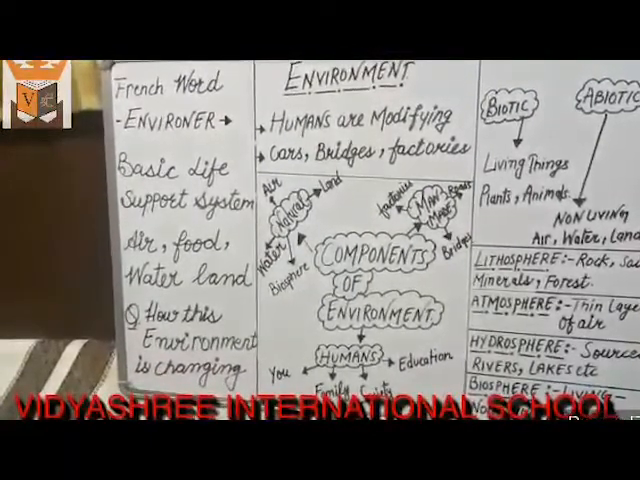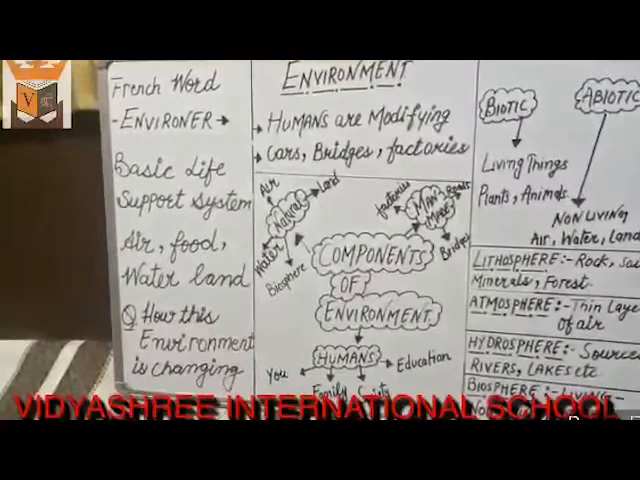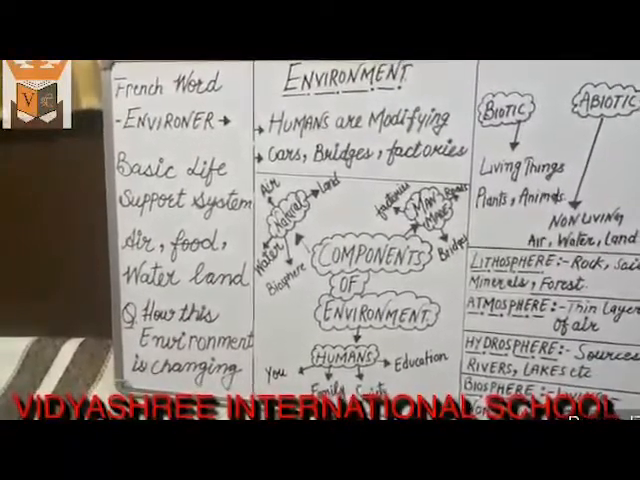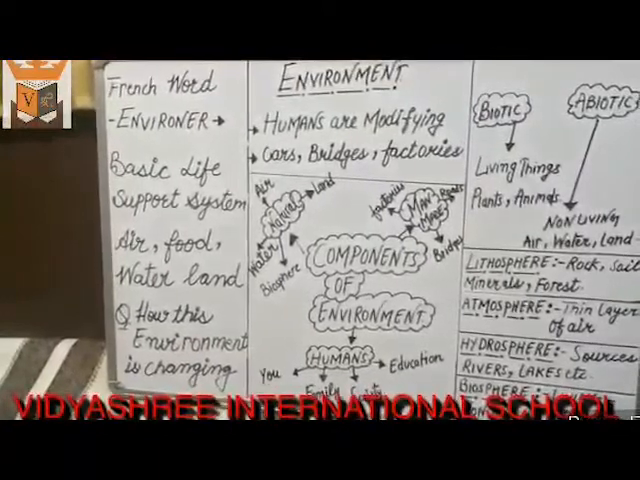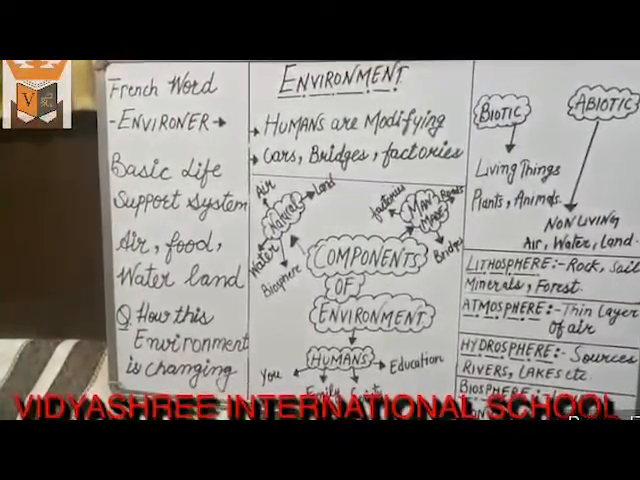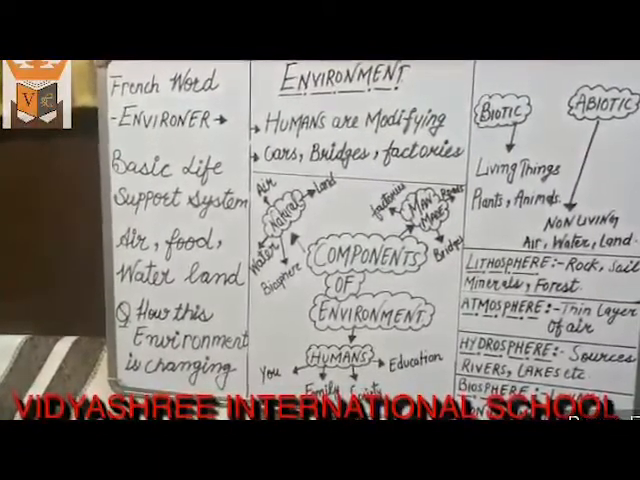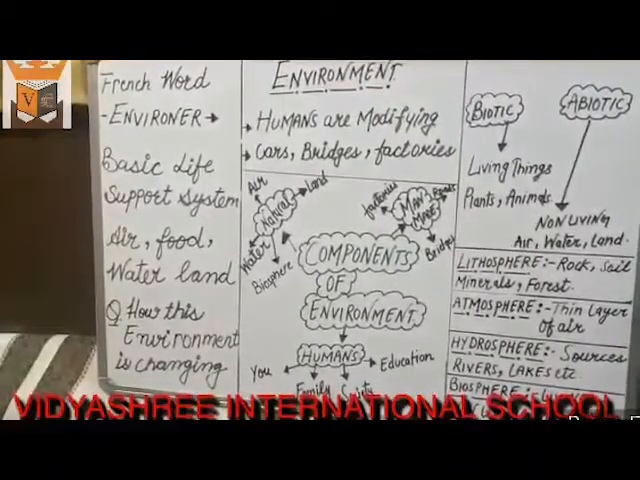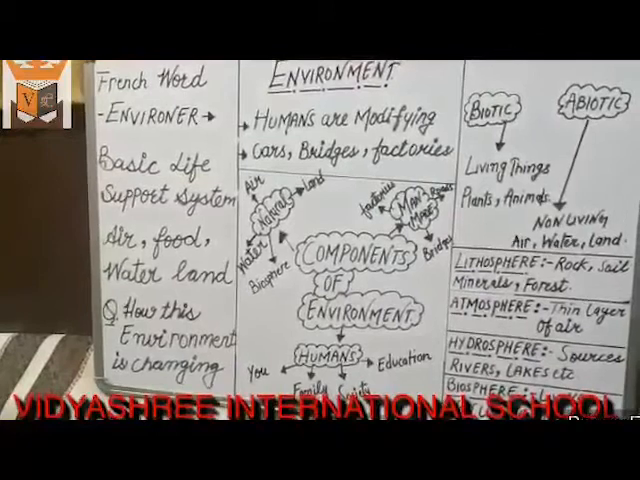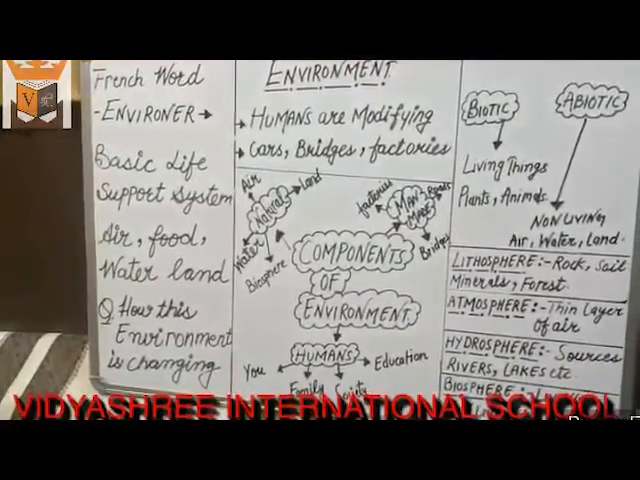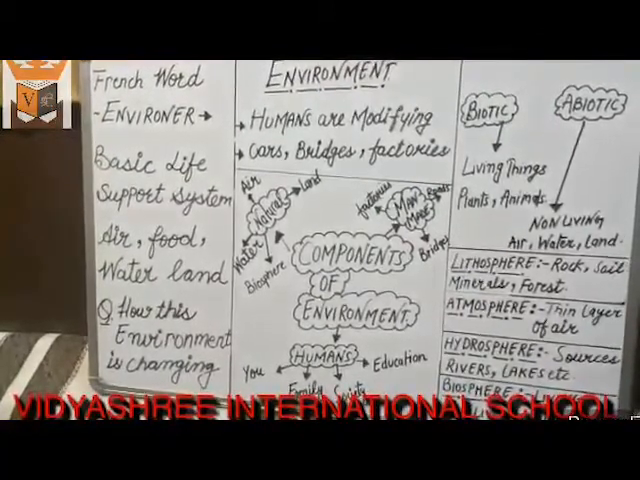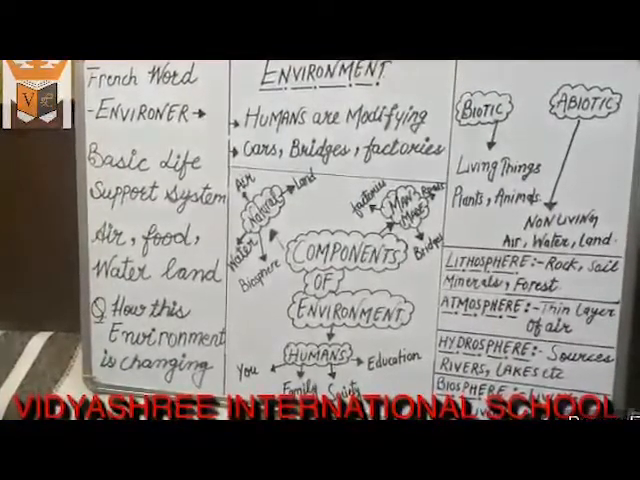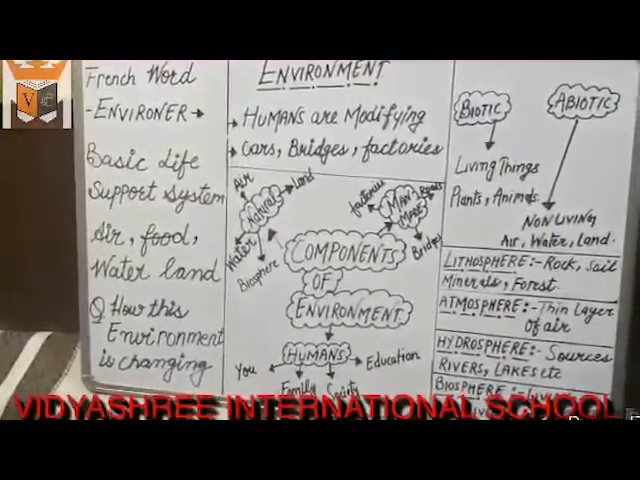The next component I want to discuss with you is atmosphere. What is atmosphere? It is the thin layer of air which surrounds the earth. It protects us from the scorching heat of the sun and also from harmful rays. Now, next comes the hydrosphere. The domain of water is referred to as hydrosphere. It includes the water bodies of the earth like rivers, oceans, lakes, etc.